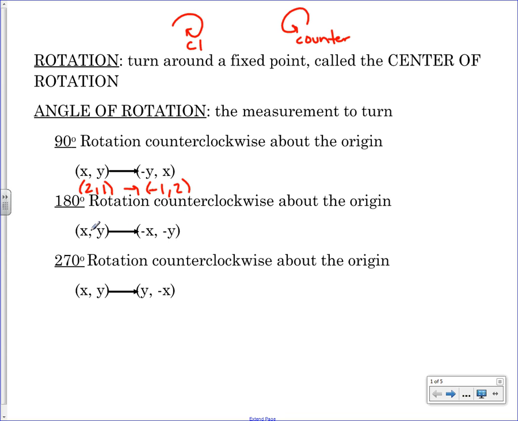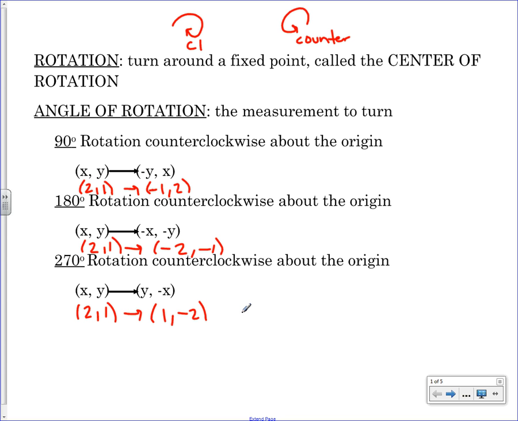Again, on 180, if I start with 2 comma 1, I don't flip the order, but both signs change. So this is now -2, -1. Is that okay? For 270 counterclockwise, if I start with 2 comma 1, what do you think it's going to turn into? 1 comma -2. Very good. Do you guys get that?